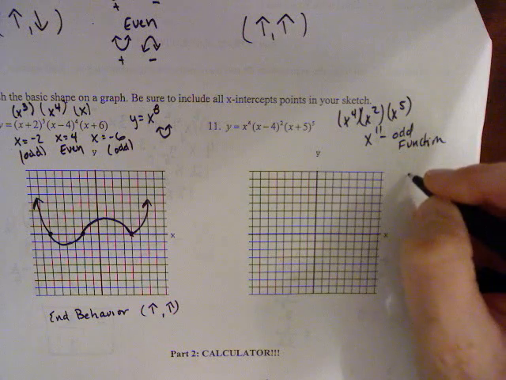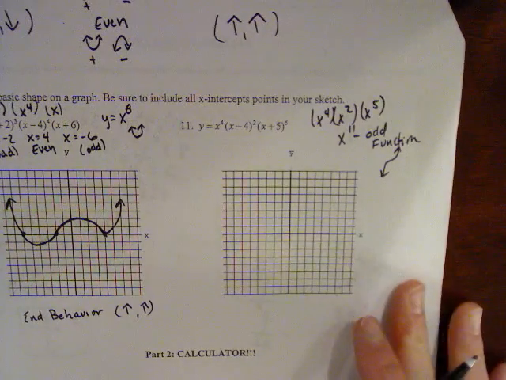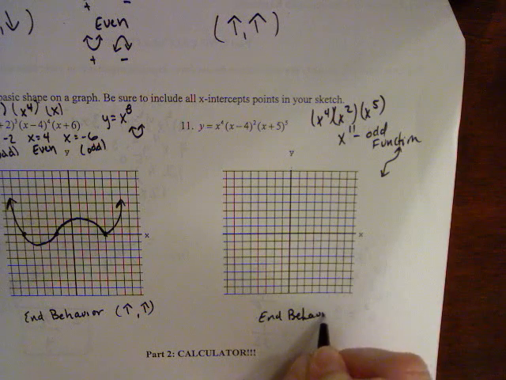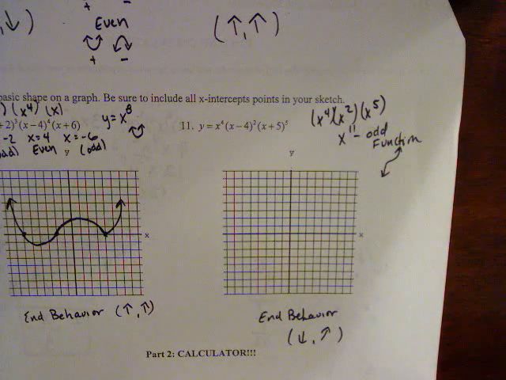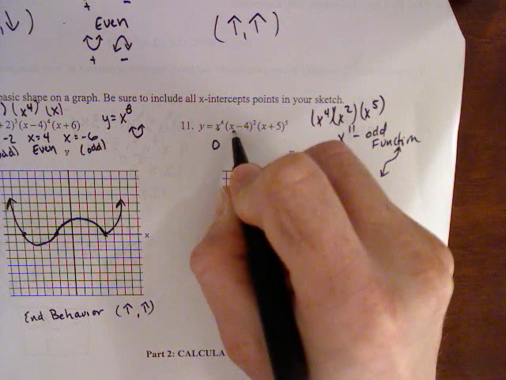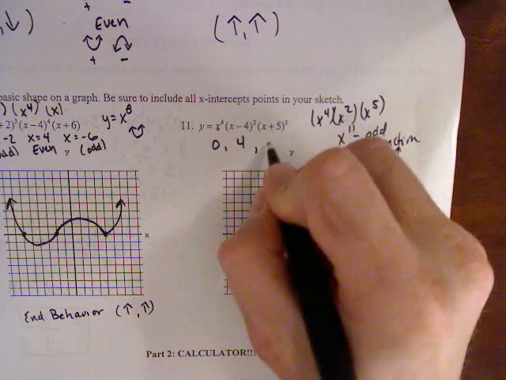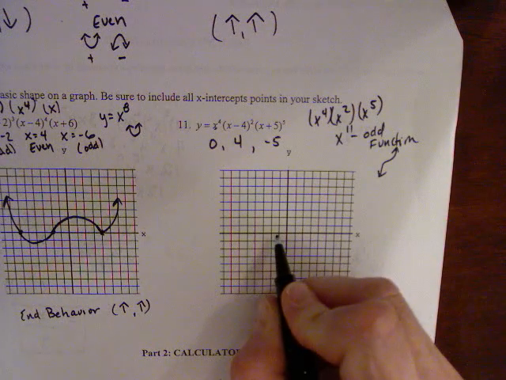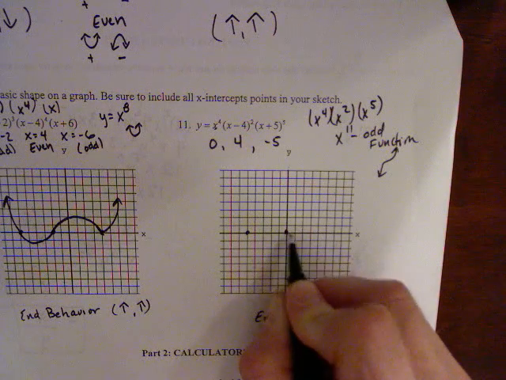Again, odd function means we'll start down and end up going up. So it will be somewhat like that. So our end behavior will be down, up. Let's get our zeros. The 0 for x to the fourth is 0. The 0 for x minus 4 is 4. And the 0 for x plus 5 is -5. So we can graph those solutions on our graph: -5, 0, and 4.